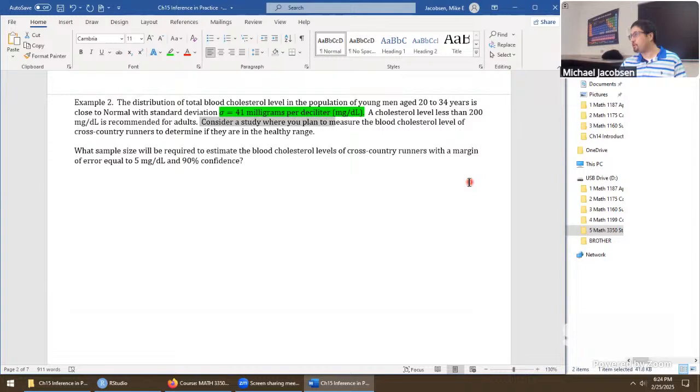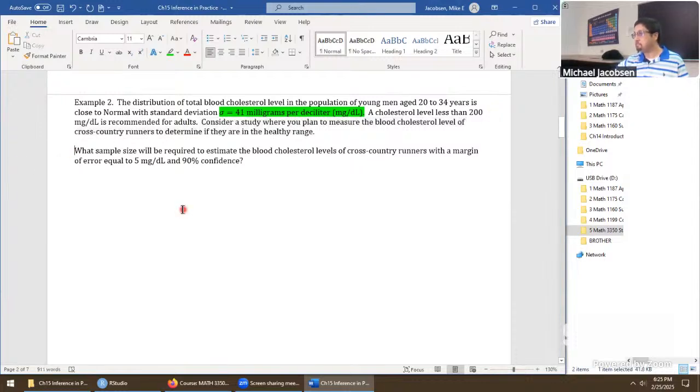And we're considering a study where you plan to measure the blood cholesterol level for cross-country runners to determine if they are in the healthy range. So we have information for the population of young men in that age range. And we're told that a cholesterol level below 200 is recommended for all adults. Perhaps that refers to these people here. And now we're going to a whole new population. Well, I don't know how elite they are, but let's imagine elite athletes, cross-country runners. Biology or metabolism for these people as elite athletes may not be in spec with the general population, so we may want to estimate that to see how different it could be.